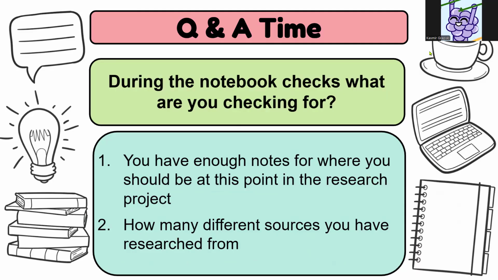During the notebook checks, what are you checking for? You have enough notes for where you should be at that point in the research project. There will be a notebook check rubric so you can see what I will be checking. Each check-in, I'll be looking for a number of sources. The first check-in, I'm looking for 2 sources. The second check-in, I'm looking for 4. And the third check-in, I'm looking for all 6 resources. I'm also just looking to have a conversation to see how you're doing with the project.